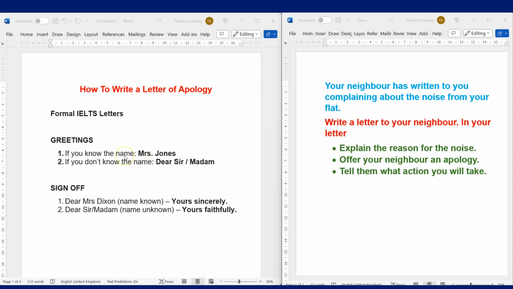Take note, if you know the neighbor, you can write the name of the neighbor. But remember, you can still make up a name and write the name there. If you don't know the neighbor, you just write dear sir or madam.